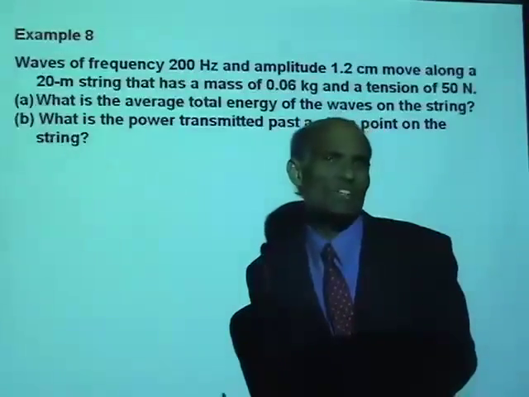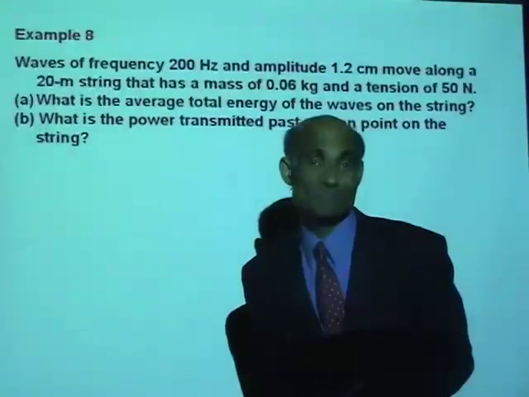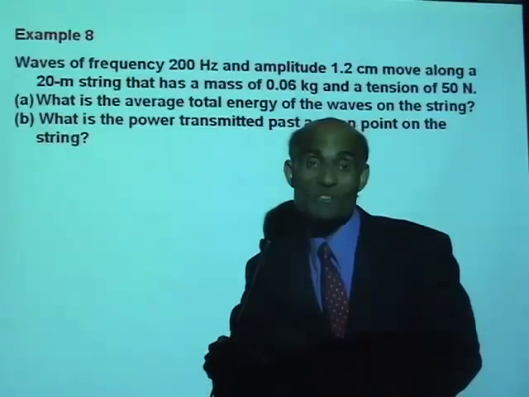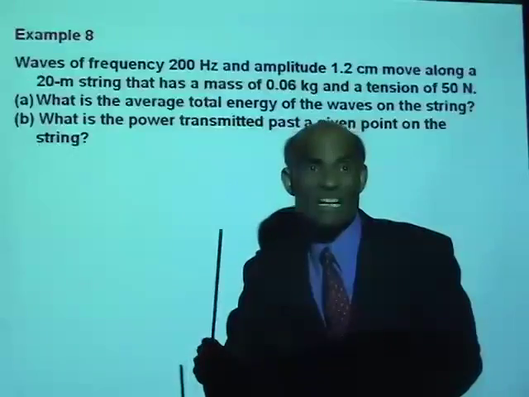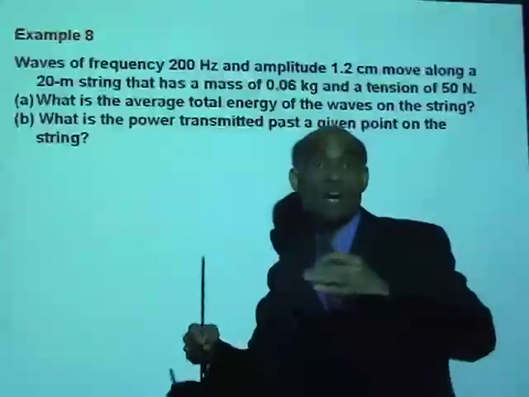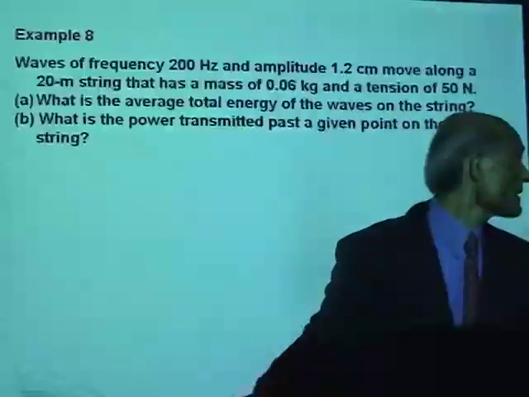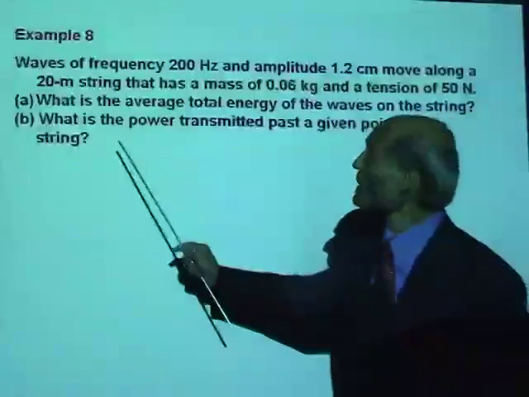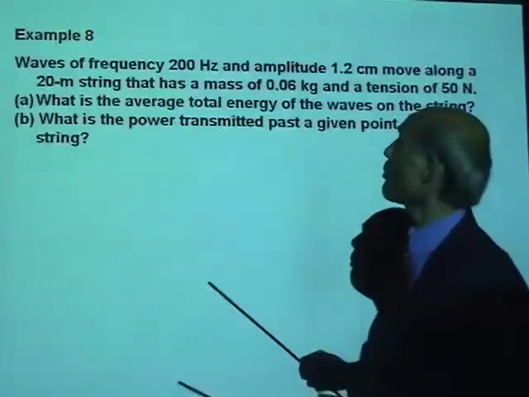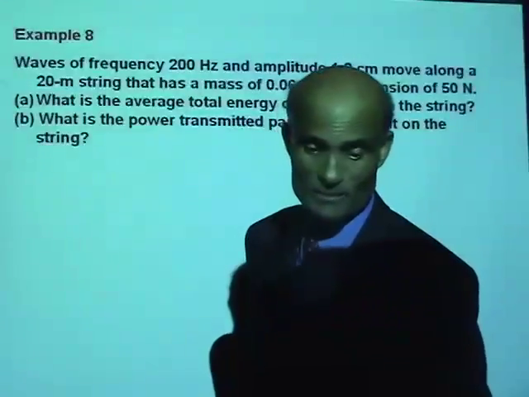What's the equation for energy transmitted? Well, 1/2 mu omega squared A squared delta x, which can be replaced by V times T. And then finally, what is the power transmitted past a given point on the string?